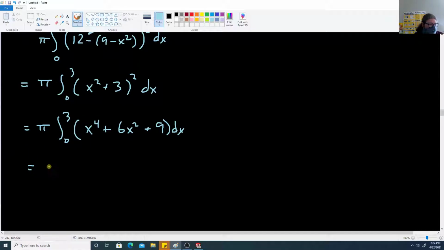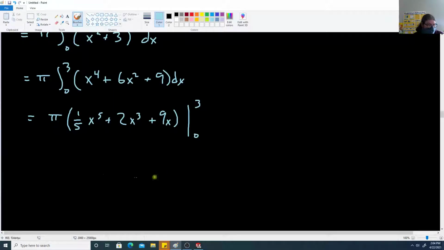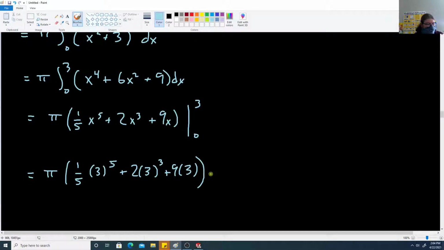When we integrate this, this will be pi times x to the 4th goes to 1/5 x to the 5th, and x squared will go to 1/3 x cubed, and 1/3 of 6 is 2, so that'll be plus 2x cubed. And then 9 goes to just plus 9x. We get that evaluated from 0 up to 3. So we're going to substitute 3 in. We get 3 to the 5th plus 2 times 3 cubed plus 9 times 3, minus what we get when we substitute 0 in.